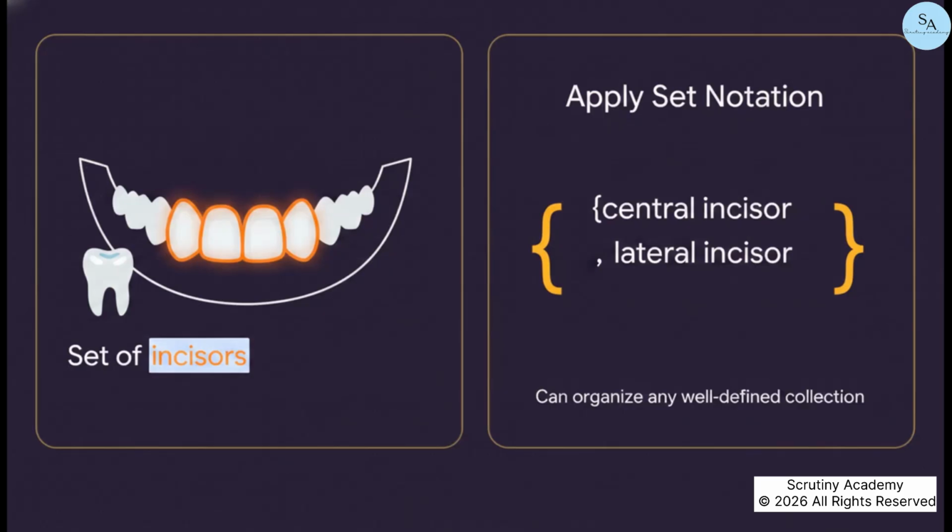But remember, this whole concept isn't just for numbers. Let's go all the way back to the biology of the mouth to prove it. We can write a set of incisors using the exact same mathematical notation. It becomes open curly bracket, central incisor, comma, lateral incisor, close curly bracket. The mathematical language of sets is truly a universal tool for organizing anything that is well-defined.